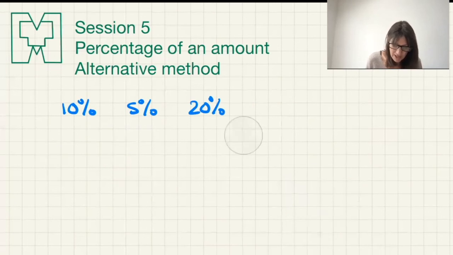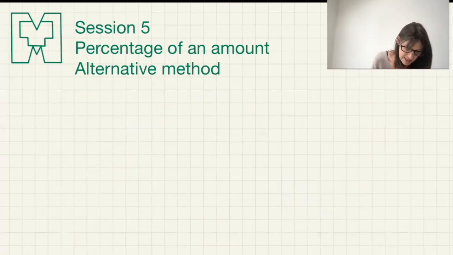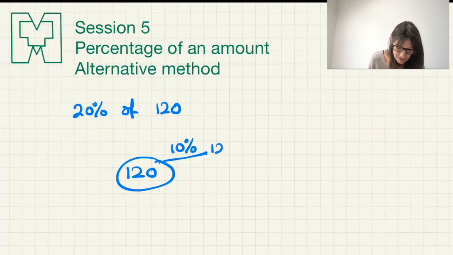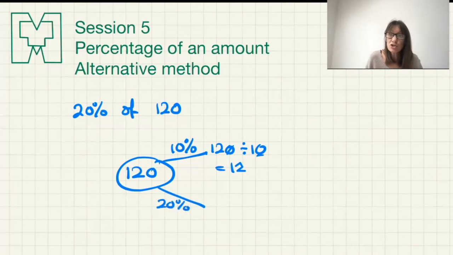So let's just try a couple of others so that you can see what this looks like. So if I said I wanted 20% of, I don't know, let's say 120. Okay, I'm going to put my 120 in. I'm going to find my 10%, which means I've got to do 120 divided by 10, cross it off. I've got 12. Then 20% is going to be 2 lots of 10. It's going to be double. So that would be 24. And that would be your answer. You don't have to do any more for that.